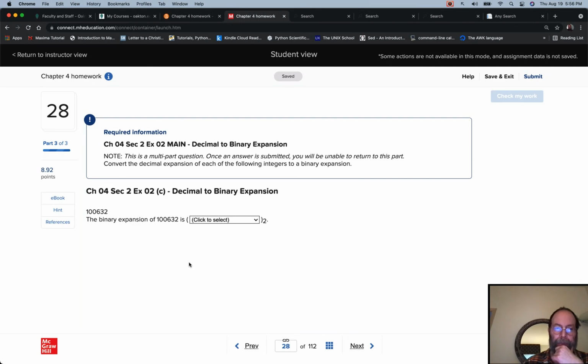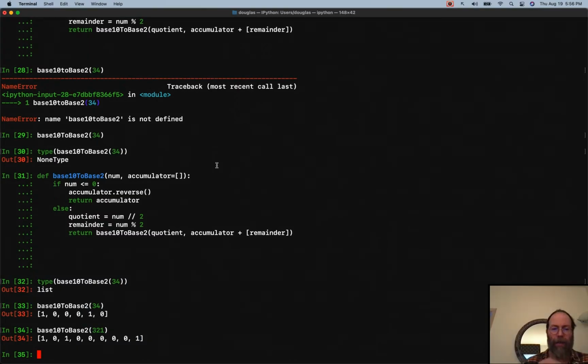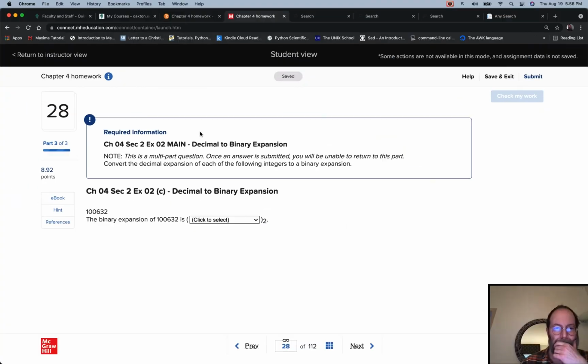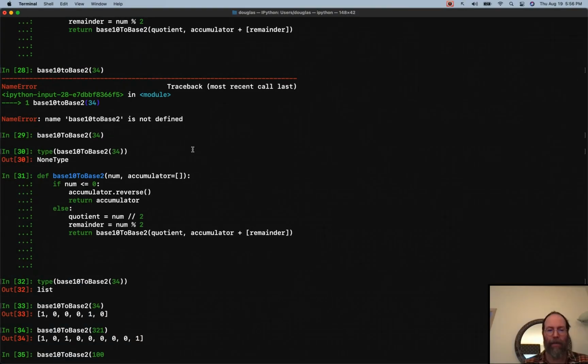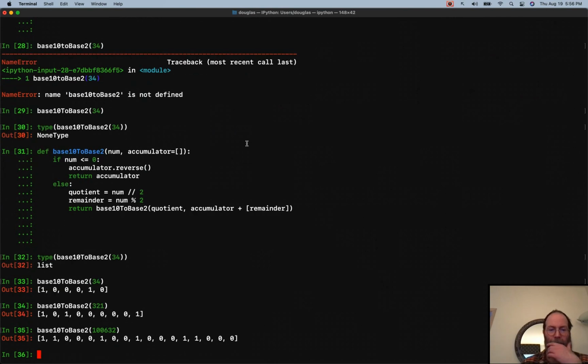It took a little bit of work, but 1 0 0 6 3 2. Okay, so base 10 to base 2, 1 0 0, and what was that number? 632. Okay, so that's going to be 1 1 0 0 0 1 0 0 1 0 0 0 1 1 0 0 0. So we have 3 zeros, 2 1s, 3 0s.